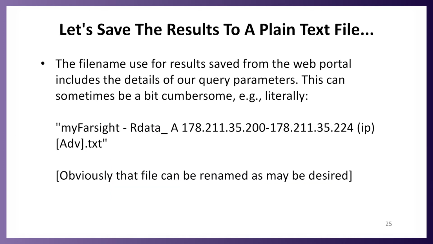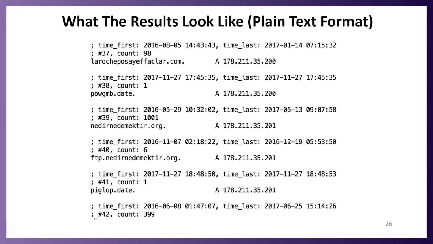We can save those results to a plain text file. When we do so, sometimes the names come out looking a little bit cumbersome because they contain the details of our query, but obviously you can rename that file however you like. The results have a format that looks something like this. You'll see the time that a result was first seen, the time that it was last seen, the number of times it was seen, and then the actual result itself. Each result will be separated from the next result by a blank line.